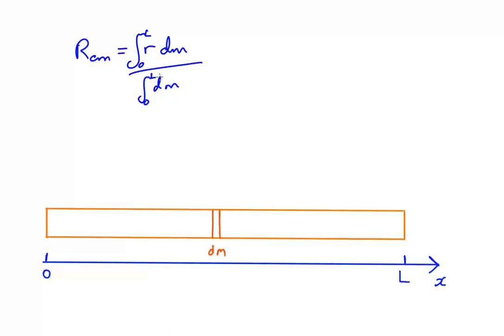Now, when you look at this, you notice that the integral from 0 to L of all the little mass elements is just going to be the total mass of the ruler. So we'll call this m. So this is equal to the integral from 0 to L of r dm over m, where m is the mass of the ruler. The issue now is we need to find out what is an expression for the mass of each of these little individual mass elements in terms of other values that we know.